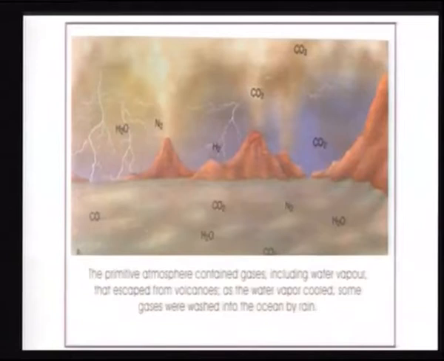You can see here that everything is in the gaseous state. You can see hydrogen, carbon dioxide, ammonia, methane, but absolutely no oxygen whatsoever. This is because it was very hot and the atmosphere was reducing. You can also see some lightning, which was really the source of energy.